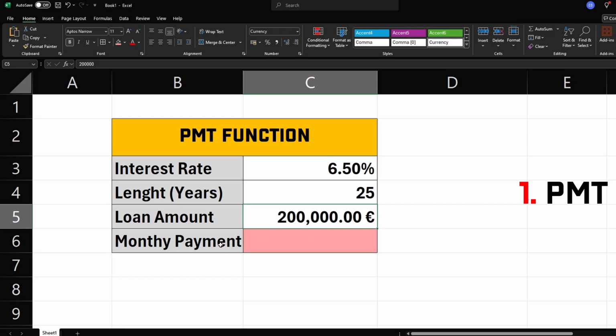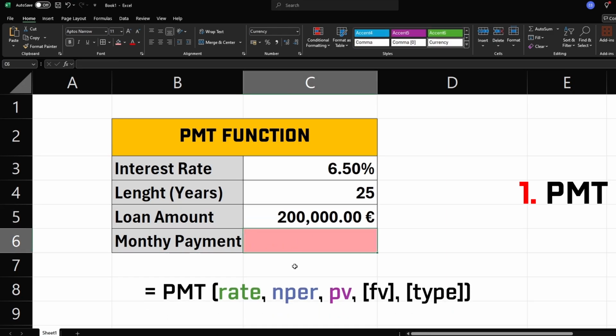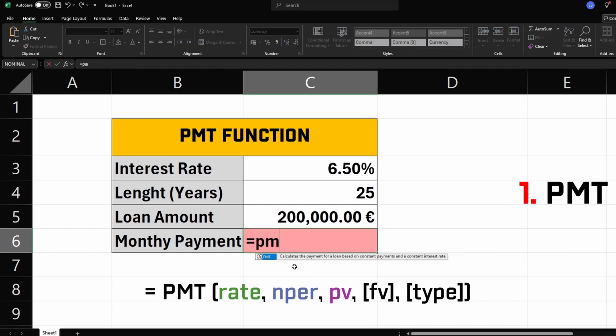Now, let's apply the formula. Click on an empty cell and type equals PMT. First, we need to select our rate, and we need to divide the annual rate by 12 months. Then we select the total number of payment periods, so 25 years, and multiply it by 12.